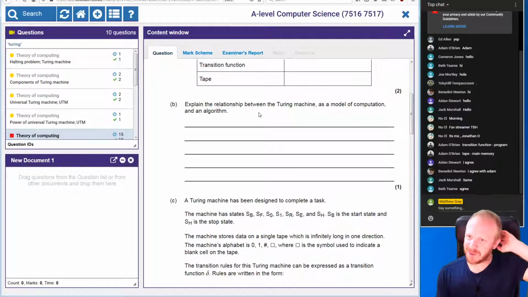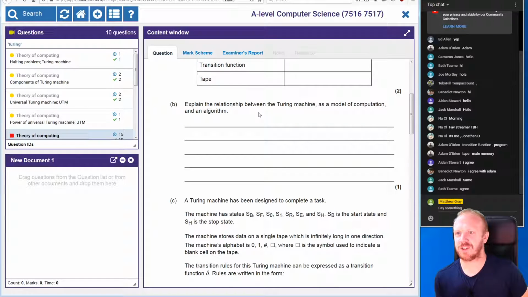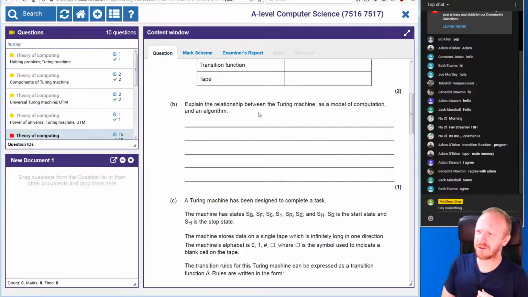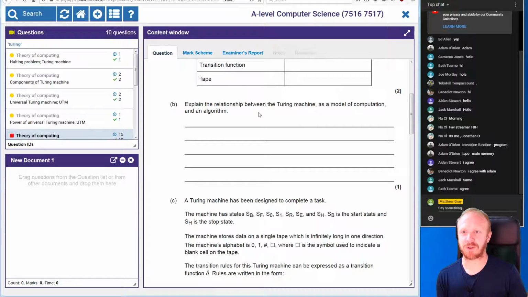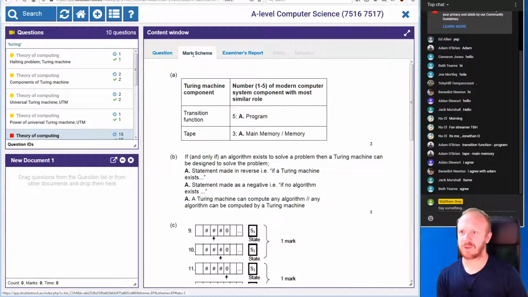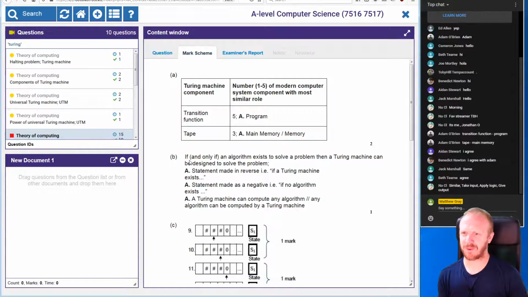explain the relationship between the Turing machine as a model of computation and an algorithm. That's a tough one for a 1 mark question. I think where it's going with that is trying to point out that a Turing machine follows instructions to achieve a purpose, which is what an algorithm is. Let's have a look what it says. Oh, right. That was a really badly worded question. I can't imagine many people got that one.